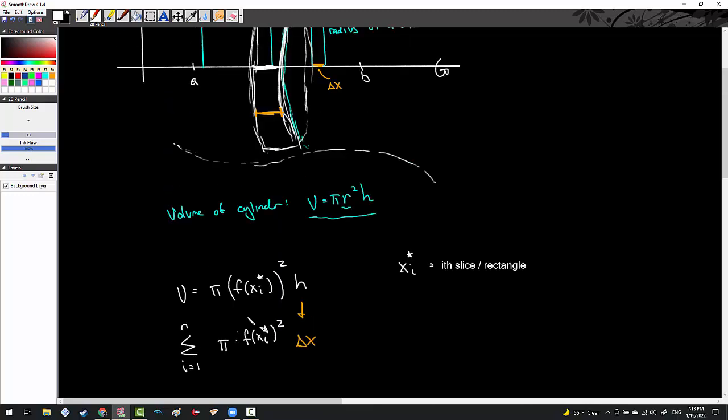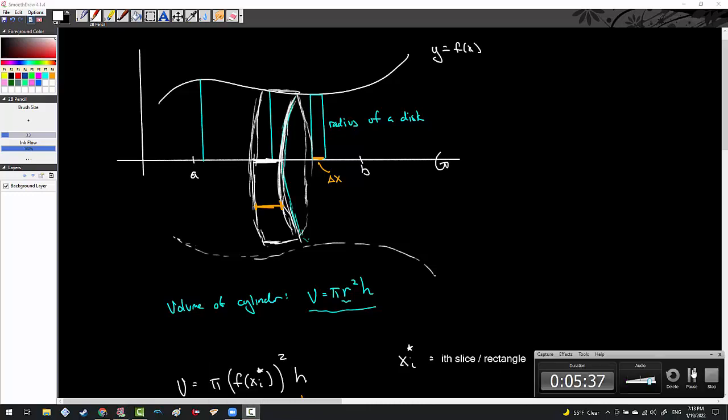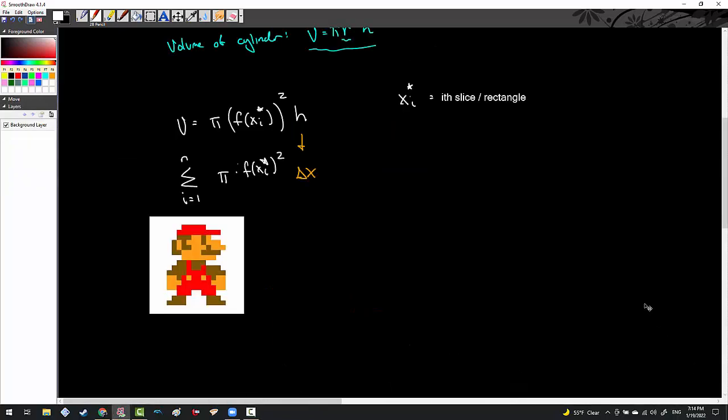Well, the basic tenet of integration is that as the rectangles get super small, your area underneath this curve is going to get more and more smooth. So imagine, if you will, actually I'm going to pause real quick and show you what I mean so that you don't have to imagine it. Imagine, if you will, this image right here. We all know who this guy is. This is our favorite plumber, Mario, right?